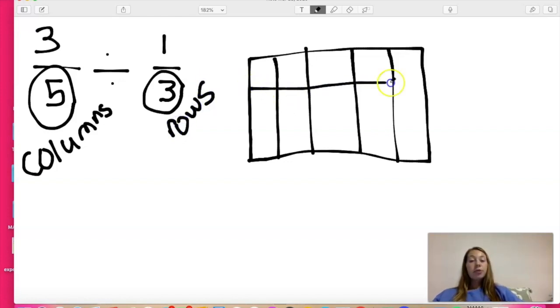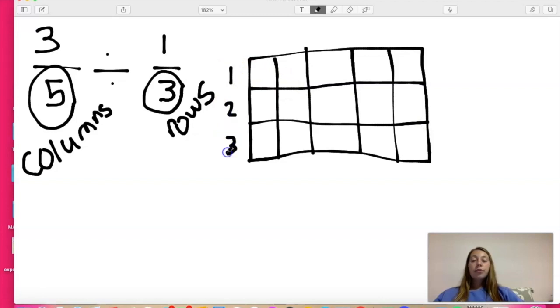So we're going to have 3 rows. Oh, sorry, that was a bad line. 3 rows. So we have 1, 2, 3 rows, and 1, 2, 3, 4, 5 columns, okay? So now we're going to shade in 3/5 out of this entire box, okay?